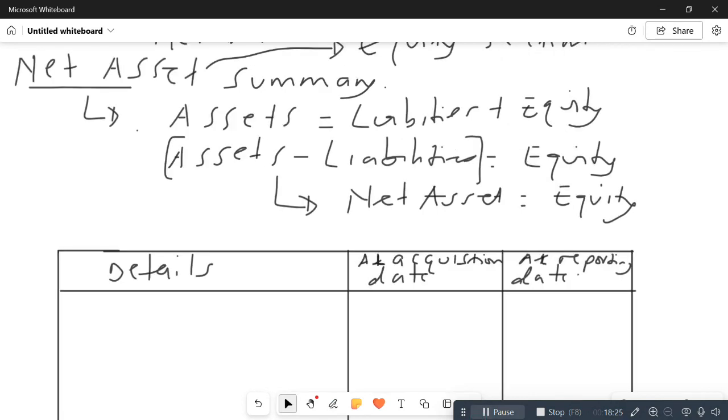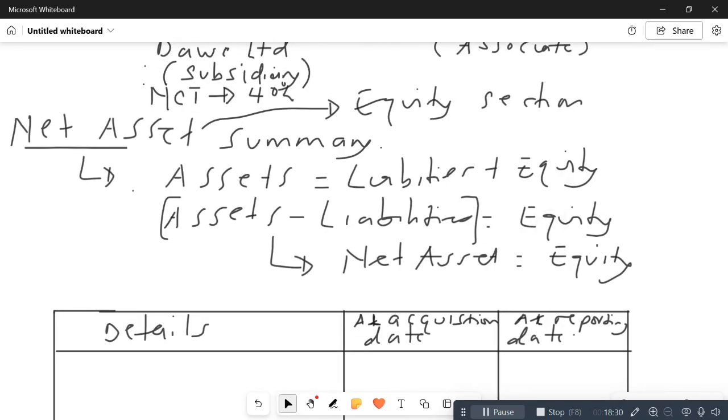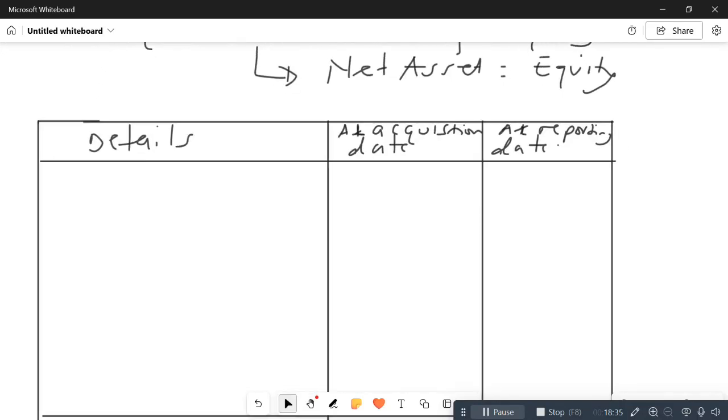It is advisable, very advisable, to summarize your net assets in such a table. You just simply come with a simple table with 3 columns where you have details, you have at acquisition date and at reporting date. You go to your balance sheet under equity section. Pick any component of equity, say share capital, share premium, retained earning, and any components which may have been given, please bring here as at reporting date and acquisition date.